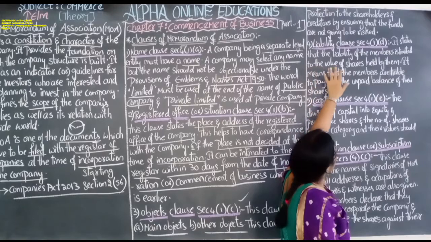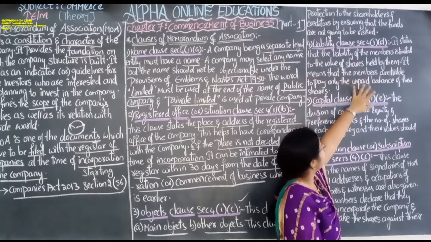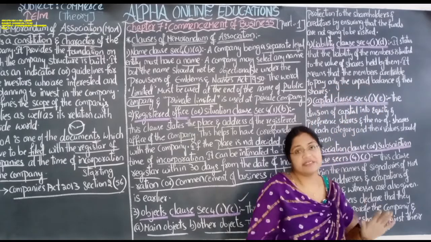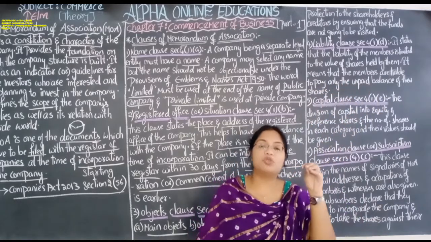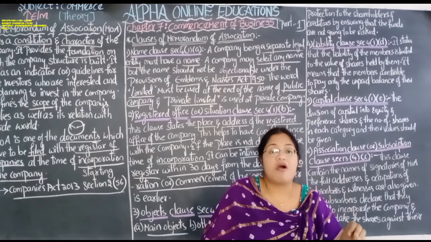To the value of the shares held by them. Okay, it means that the members are liable to pay only the unpaid balance of the shares. So the members have to pay only the unpaid balance of the share.